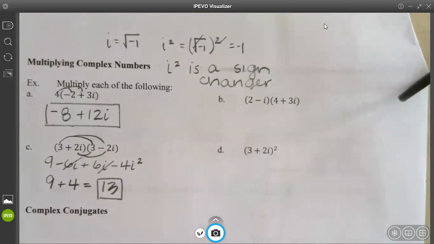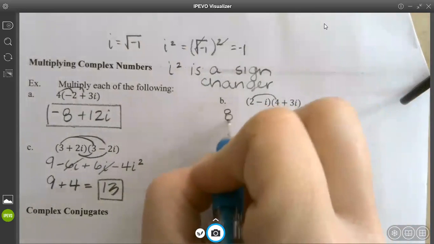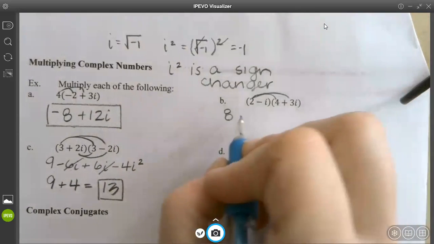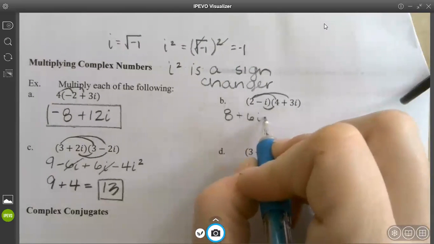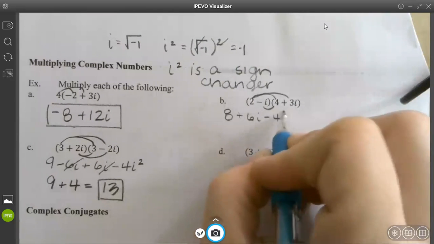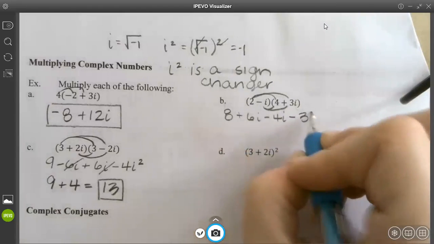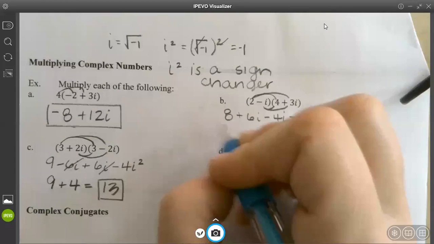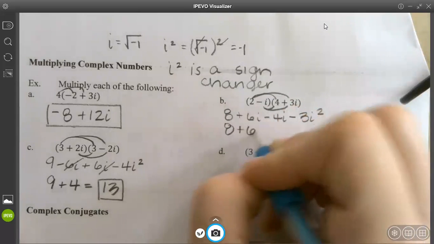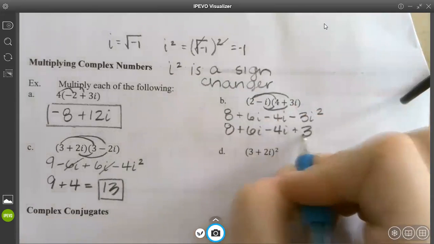All right, look at your next one. Go back to B, 2 times 4. 2 times 3i. -i times 4. -i times 3i. -3i squared. Remember that i squared is a sign changer, so I'm just gonna rewrite it so you guys can see it. It'll turn into +3.